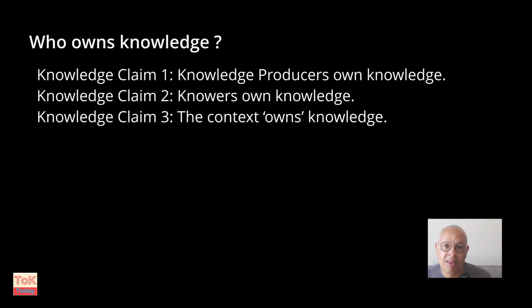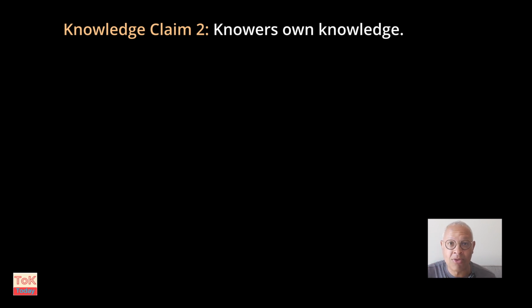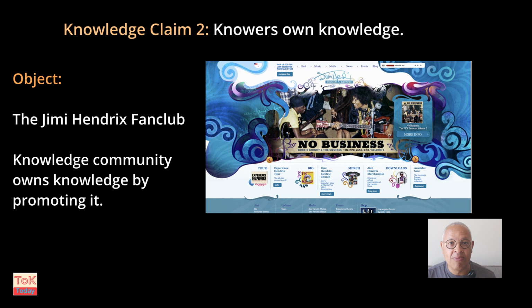Now that we've got 3 different knowledge claims, we can identify a specific object for each knowledge claim. So my object for knowledge claim 1, knowledge claim 1 being that the knowledge producer owns knowledge, is going to be Jimi Hendrix, okay? He owns the knowledge, his music, that he produced. My object for knowledge claim 2, remember knowledge claim 2 is that the knower owns knowledge. My object for that is the Jimi Hendrix fan club. And this knowledge community celebrates and promotes Jimi's music, and therefore they can argue that they own knowledge.